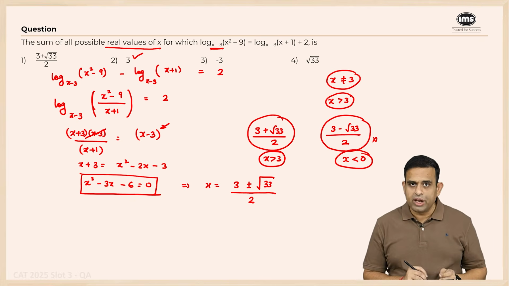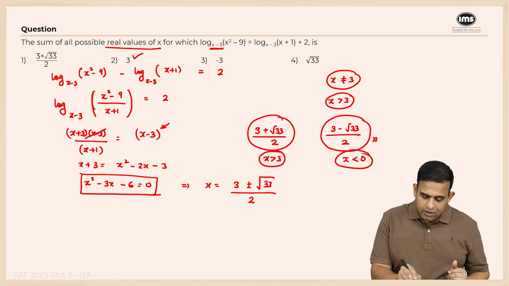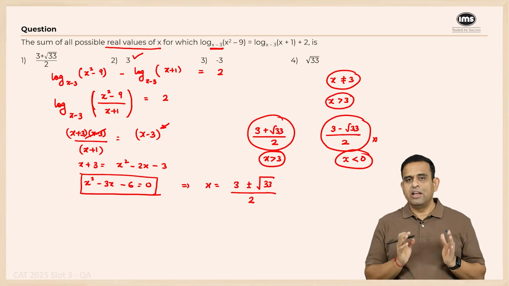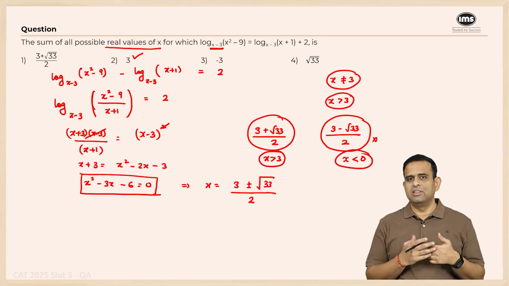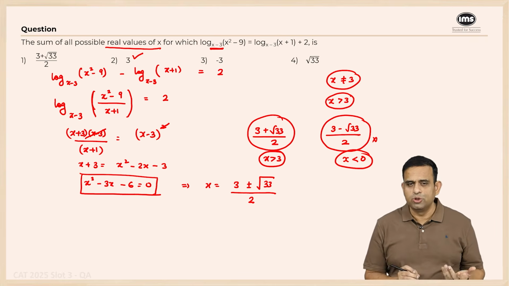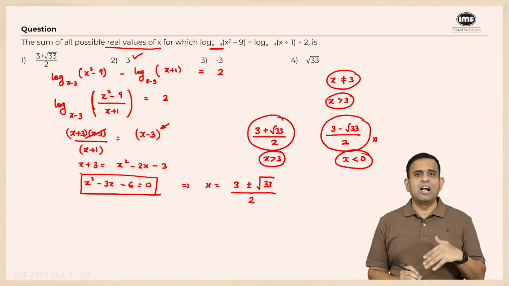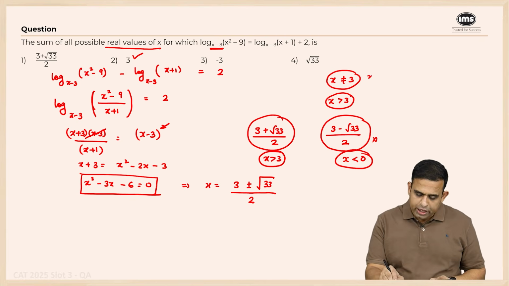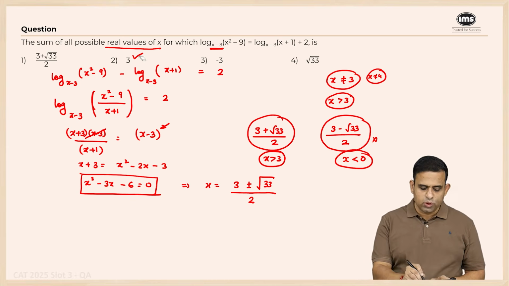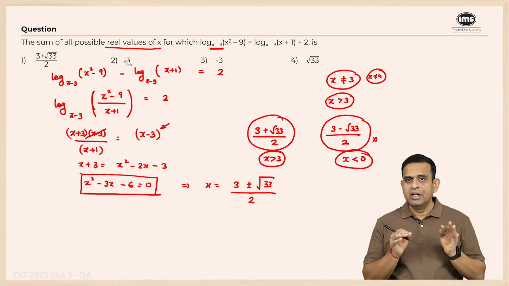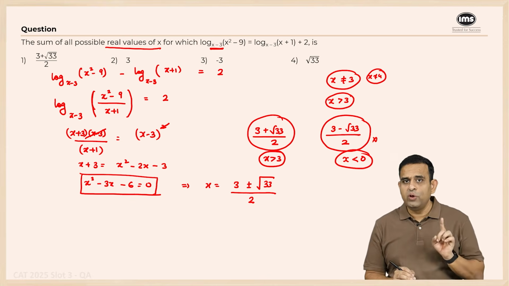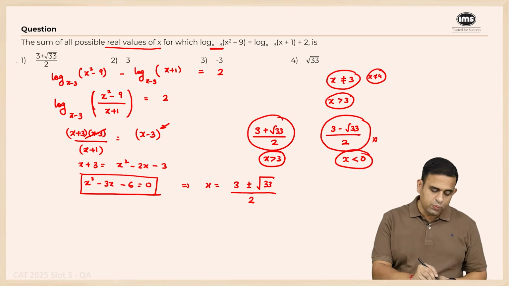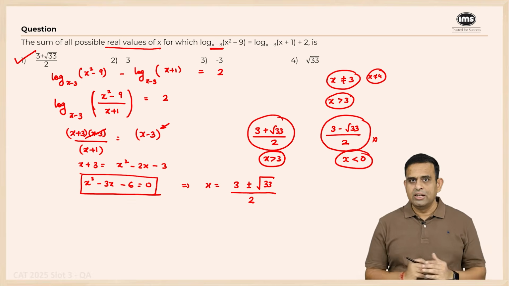If x comes out to be negative, the base of log will become negative. And in case of log, the base should be a positive quantity. It should not be 0, should not be negative, and can't be equal to 1 either. So x should not be equal to 3, and x should not be equal to 4 also should have been the condition. So please note, option number 2 is not the answer. We only get one value of x, which is 3 plus root 33 divided by 2. Hence option number 1 is the answer.